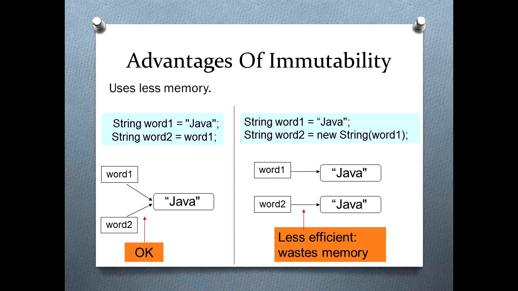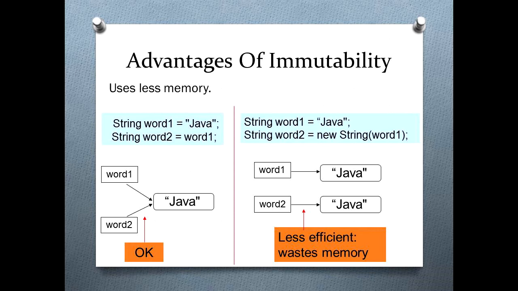Now, advantages of immutability. What is the advantage of immutability? It uses less memory. Ultimately when you write a program, less memory should be used for complex programs. Here I have taken an example. String word1 is equal to Java, so word1 is nothing but Java. And the second example is String word2, which I have kept as word1. So word1 is Java and word2 is equal to word1, which is nothing but Java only. So this is one kind of saving the memory.